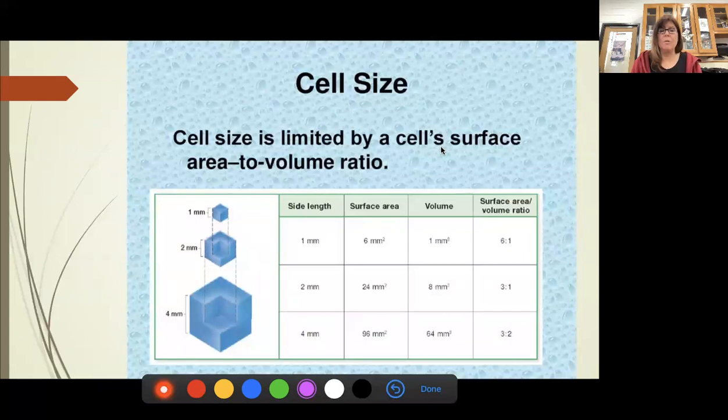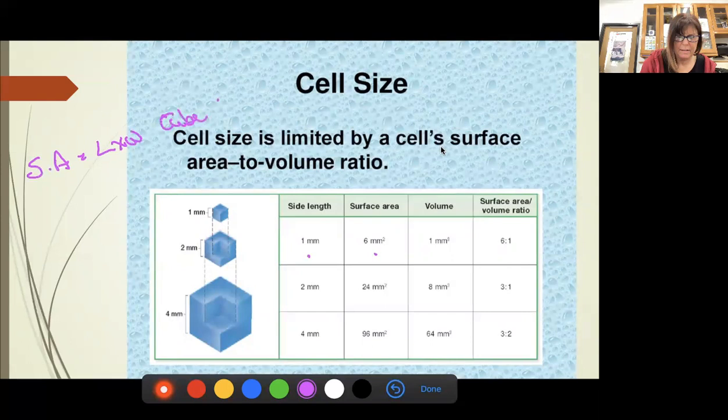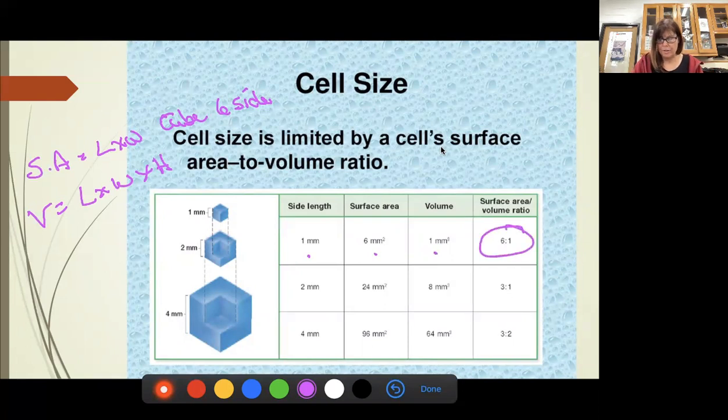Here's a table showing this. So we can see the side of a 1 by 1 by 1 cube. The surface area is 6, right? We would go 1 times 1, which would be 1, and then there's 6 sides of that cube. That gives us 6. So your surface area would be length times width, and then we have a cube, so since we have a cube, we have 6 sides. For volume, that's length times width times height. Right, so 1 times 1 times 1 is 1. That gives me a ratio of 6 to 1. We want that ratio to be high.